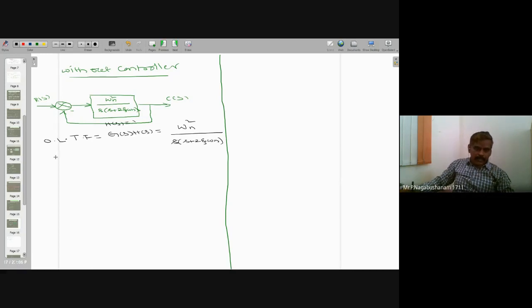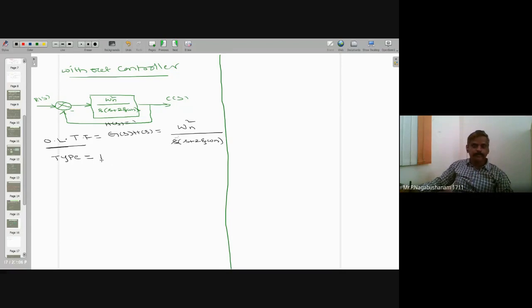So what is the type number? Type number always deals with the open loop transfer function. Order means closed loop transfer function. If you want to talk about type, I require the open loop transfer function. If you want to talk about the order of a system, I want the closed loop transfer function. In this case, type number means s power j, the number of poles at origin. If we equate the denominator to 0, s equal to 0. One pole at origin, so its type number is 1.